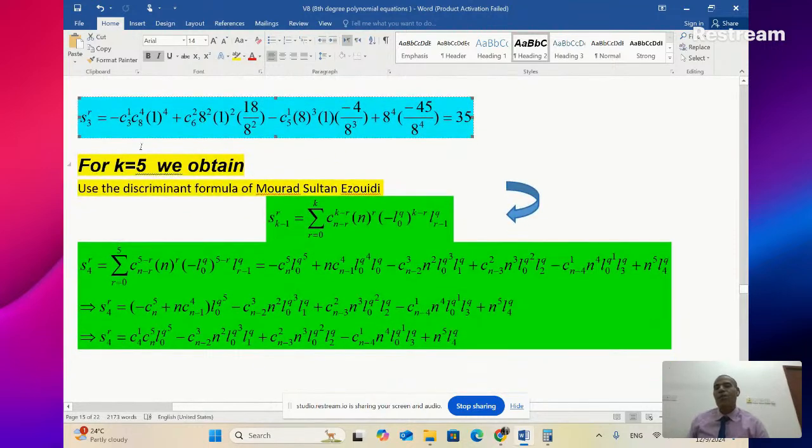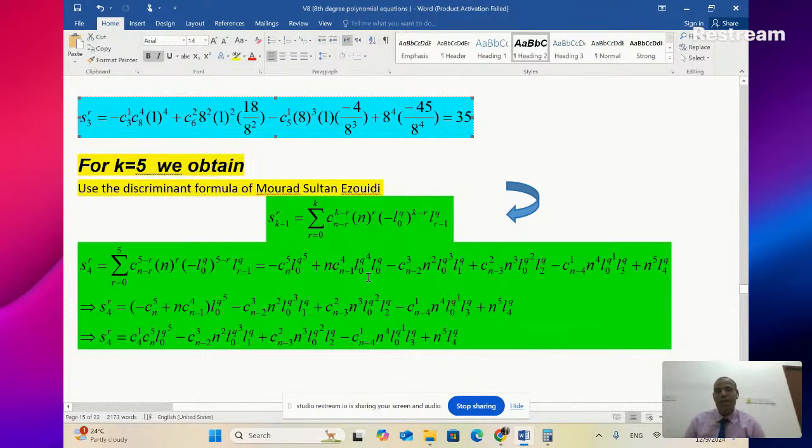Now I'm going to put k equals 0 in the discriminant formula. I will write S(k minus 1) upon r equal the sum from 0 to k, combination n minus r choose k minus r, n raised to the power r between parentheses negative L0 for the q, raised to the power k minus r times L(r minus 1) for the q. I will just make the substitution, learners. Put r equals 0, r equals 1, r equals 2, r equals 3, r equals 4, and when r equals 5, we get n raised to the power 5 times L4 of the q.